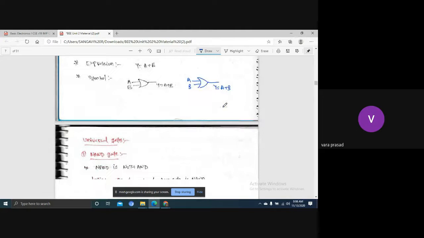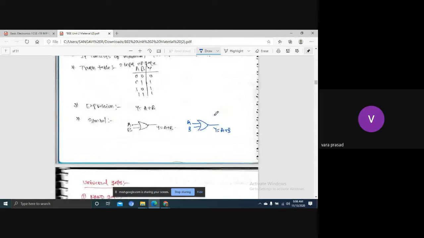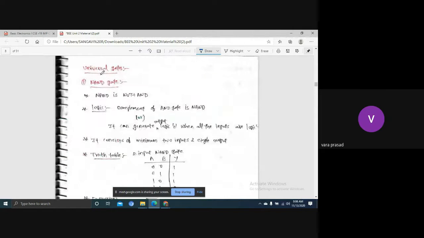These three, AND, OR, NOT, are the basic gates. Now we are going to discuss universal gates. I already said universal gate. I explained it with the example of Kamal Hassan. Kamal Hassan is the universal hero. What it means is he can perform any type of role. Same thing here, the NAND gate. NAND and NOR gates are the universal gates because they can implement any type of function.